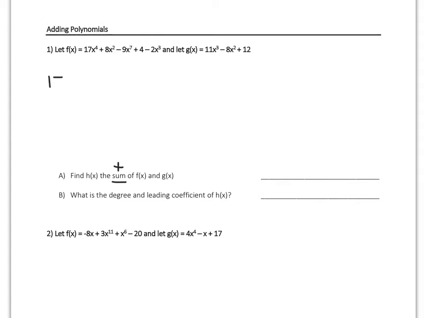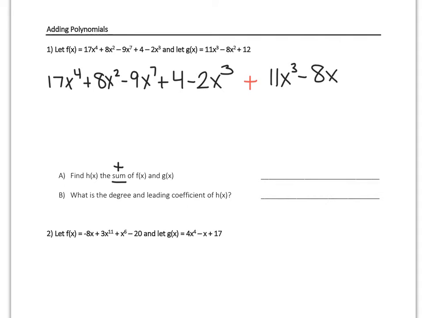So I'm going to rewrite f of x as 17x to the fourth plus 8x squared minus 9x to the seventh plus 4 minus 2x to the third, plus g of x, 11x to the third minus 8x squared plus 12. Now, it doesn't matter, but to make it look more appropriate, you'll want to put parentheses around the two things that you're adding together. Now, when you write the sum, or the answer to the addition problem, you want to make sure you put the highest exponent first.